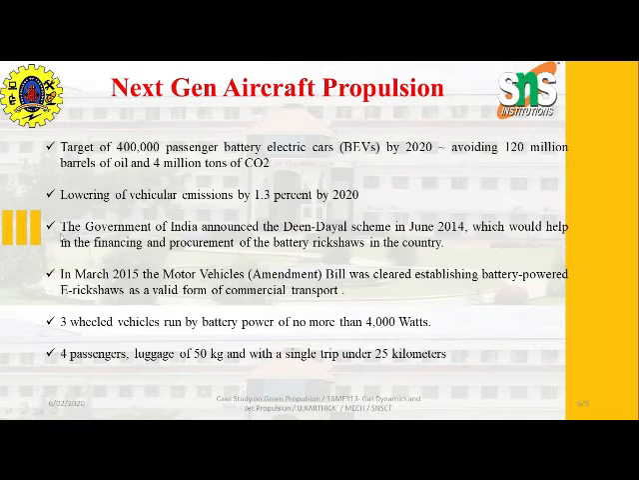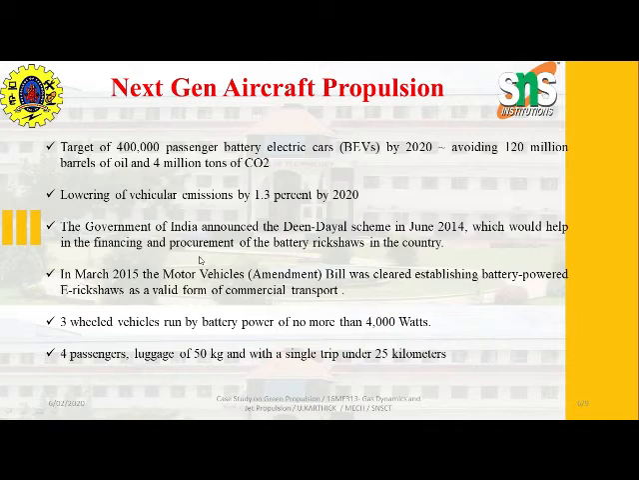And the government of India has also initiated some schemes, that is the Deen Dayal scheme in June 2014, which would help the financing and procurement of battery rickshaws in the country. So that is an initial initiative given by the Government of India. In March 2015, the Motor Vehicle Amendment Bill was cleared, establishing battery-powered e-rickshaws as valid for commercial transport.